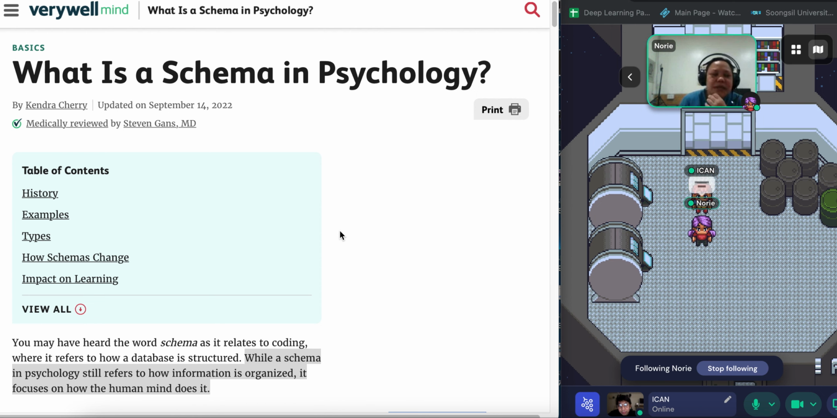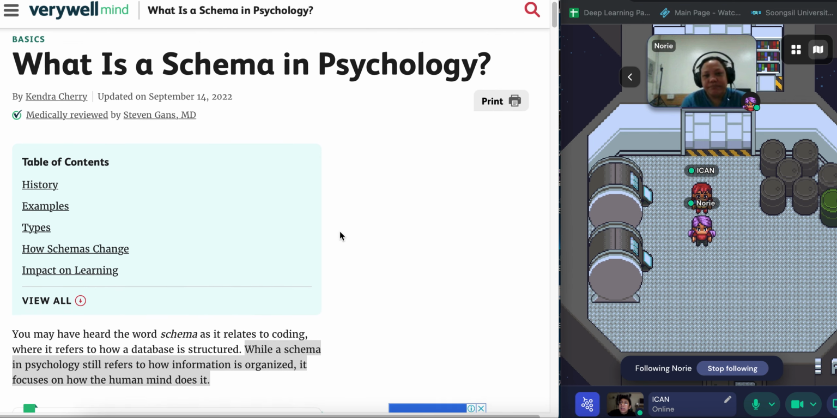Well, what I understand about it is that schema is your background knowledge about something, and you're trying to connect it with what you know. We usually use schema in inferring and predicting. Very good. Exactly. Okay, that's right.